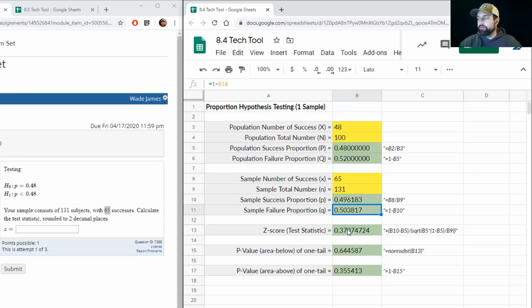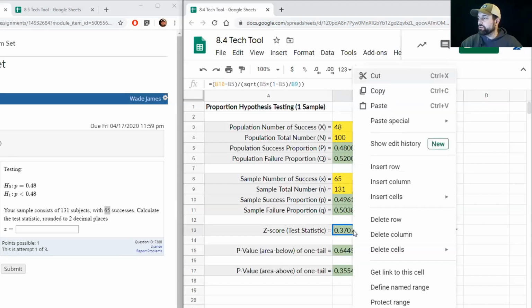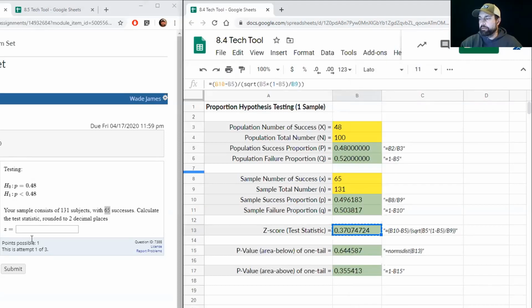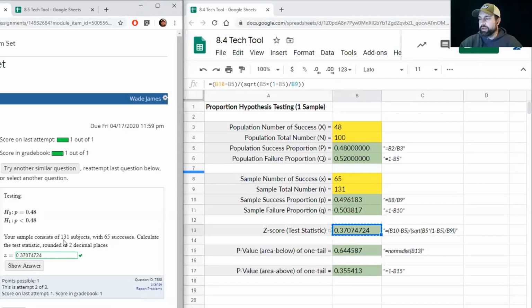We take that and we throw it into the formula for the calculation of the z-score. So we subtract the two proportions and then divide by the square root of the rest of the formula. And here is the z-score. And then we find the area below and the area above. And when you take a look at this, all we're asked is the z-score. So I should be able to copy the z-score right here, and paste it here. And we got it right.